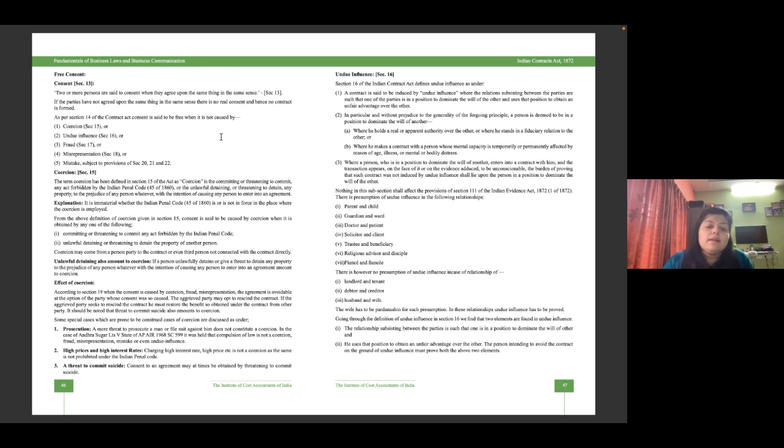Section 15 speaks about coercion, section 16 about undue influence, 17 about fraud, 18 about misrepresentation, and 20, 21 and 22 about mistake.